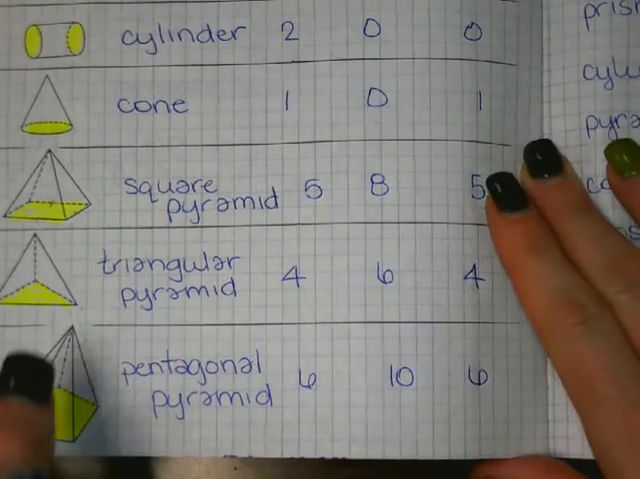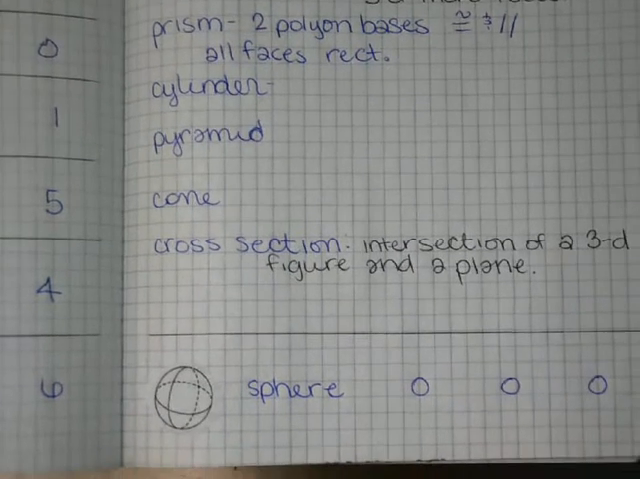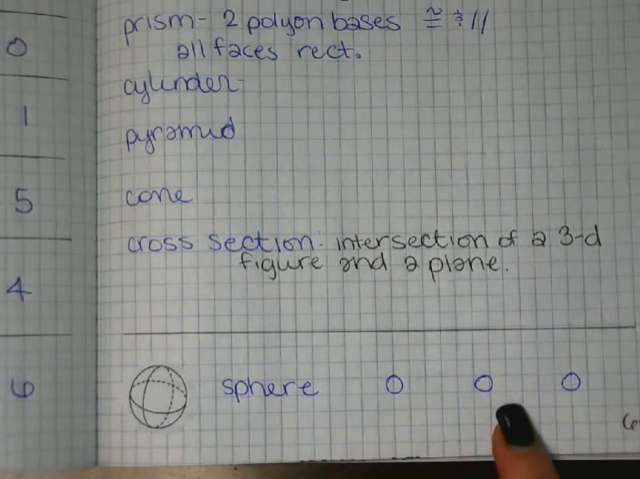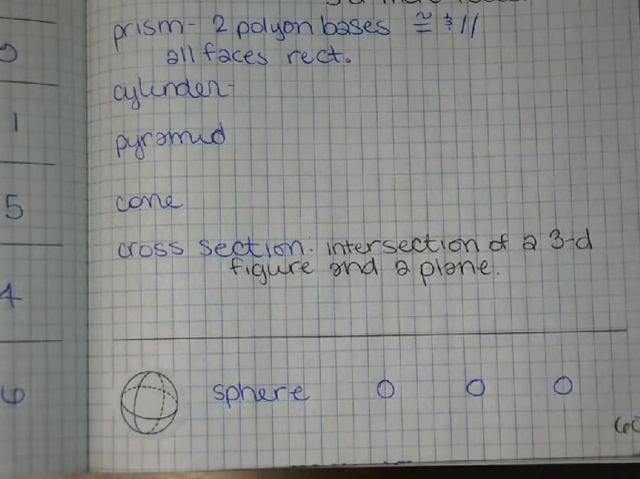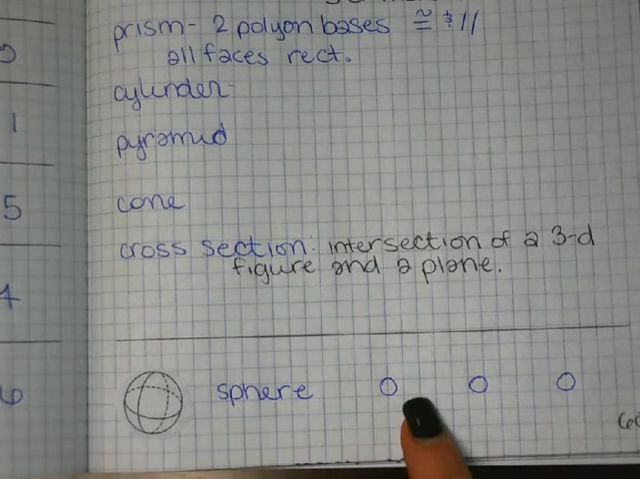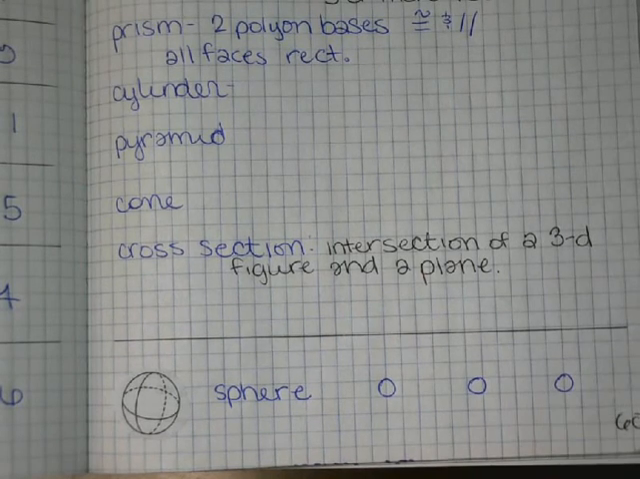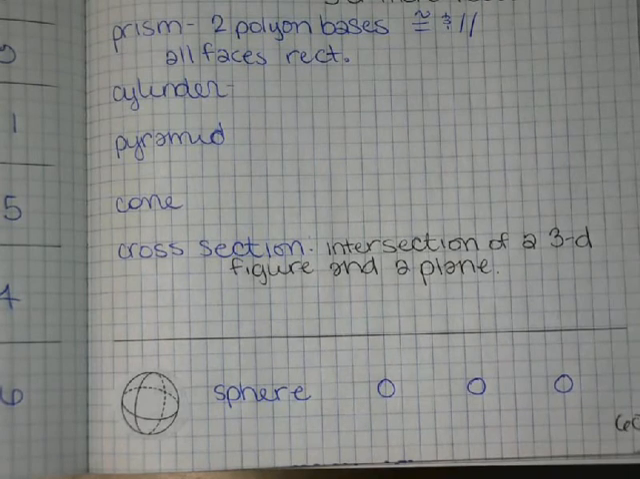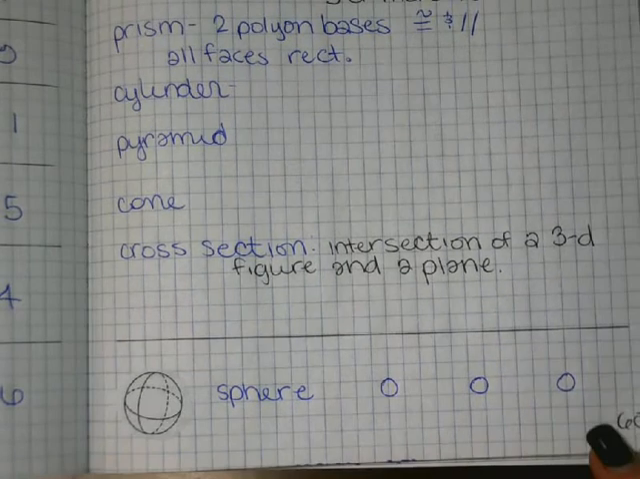And then I did run out of space, so I had to put my sphere over on the other side, and that'll be in section 8 that we talk about spheres. Remember, they have no faces, no edges, and no vertices. So we'll talk about why this happens. And then don't forget, we'll talk about hemispheres, and then these numbers will change again.